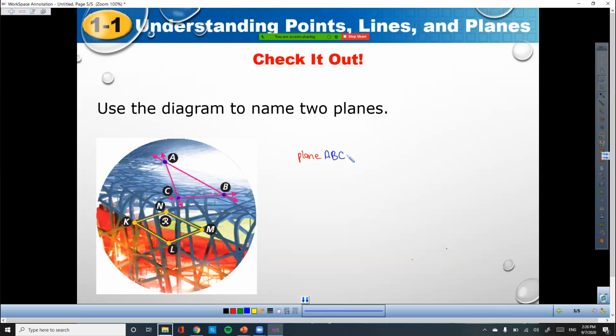Or again, the order doesn't matter here. This one could also be called plane CBA, so on and so forth. As long as those 3 points are not on the same line, as long as they're non-collinear, you can pick those 3 points to name a plane.